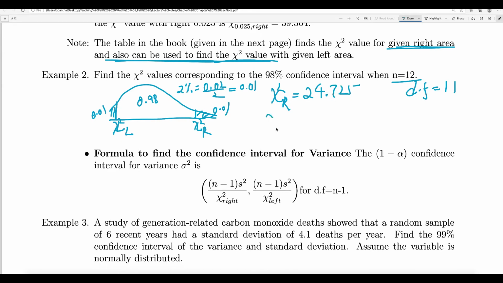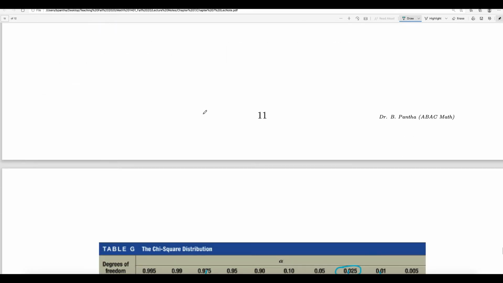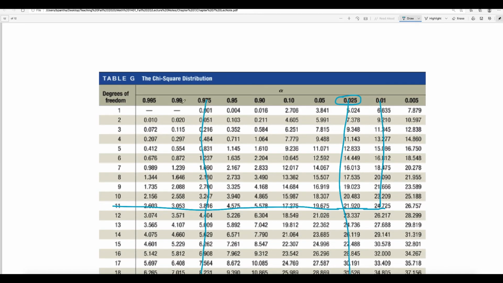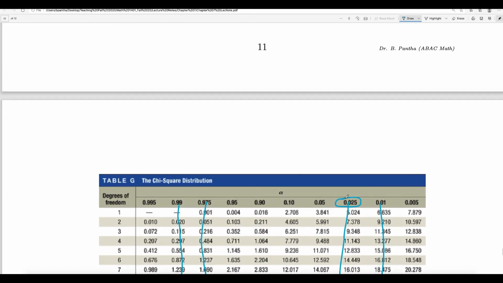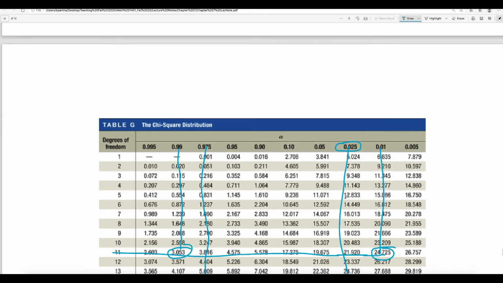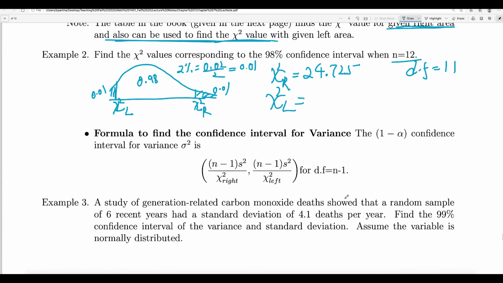Now I want to find the chi-square left. What is the area right of chi-square left? 98% and then 1% is 99%, right? So we need to look at the column of 0.99, because the area right of this number is 99%. Let's go there. So 0.99 and 11 degrees of freedom is that value, 3.053.